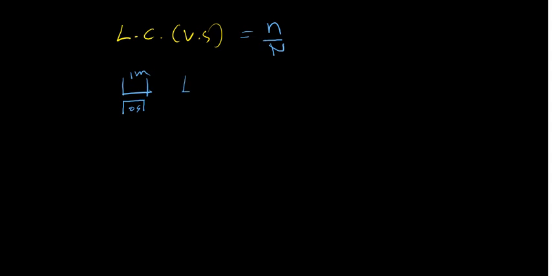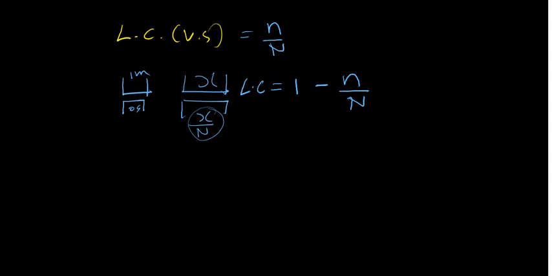In the same way, if this one is x, so this is the fraction of x over n. This is the fraction because I just divided. I have to show you something really important. So it's going to be 1 minus n over capital N. So this is the least count of the vernier caliper.